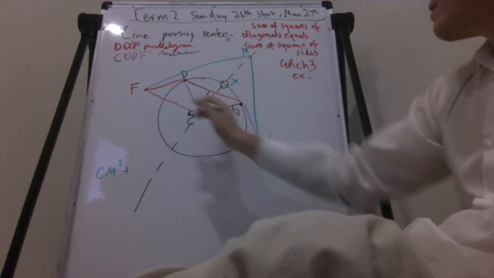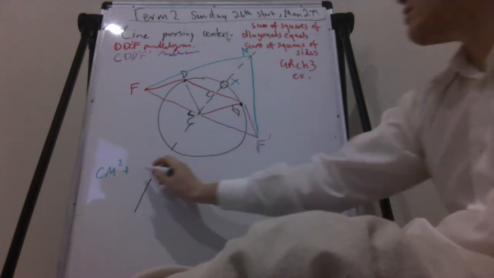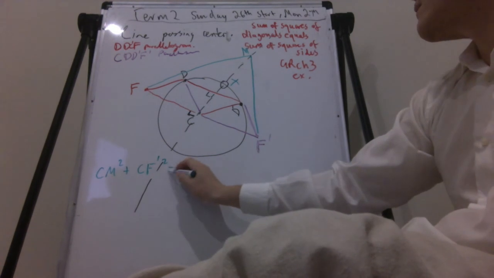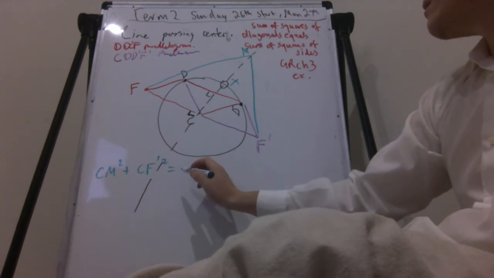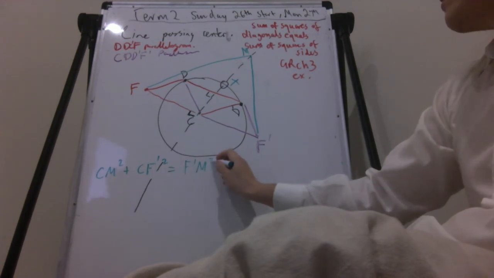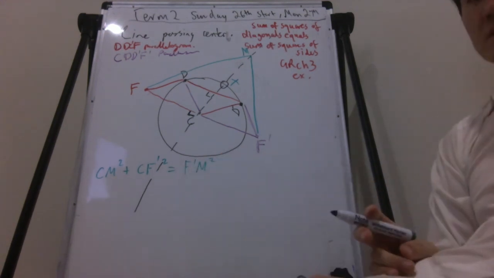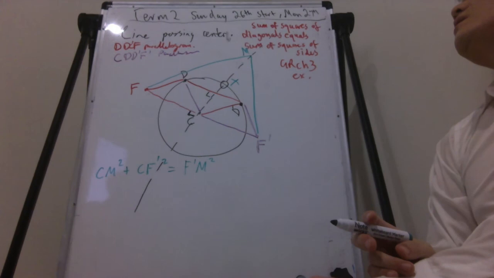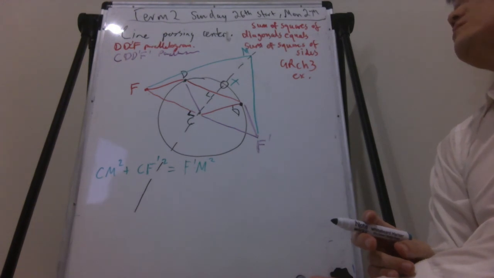This is called CF prime, yeah? Is equal to F prime M, yeah? Does that make sense?